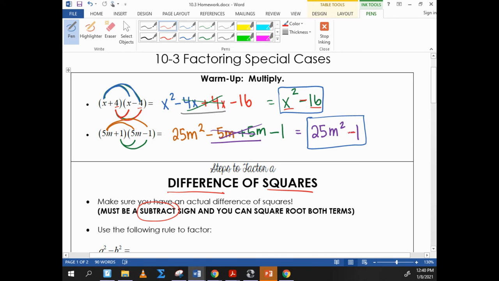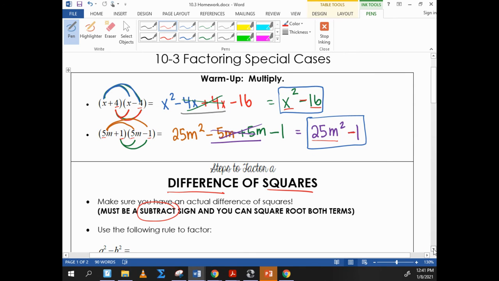Same thing here. You've got to have a difference, and then you've got to make sure that this is a square. Now, is 25 a square? That means, is there a number multiplied to itself that gives you 25? Yes, 5 times 5 will give you the 25. Again, they're easy with the letters because they tell you that they're a square. They tell you that they're m times m. And then 1 is also a square. It is just 1 times 1.